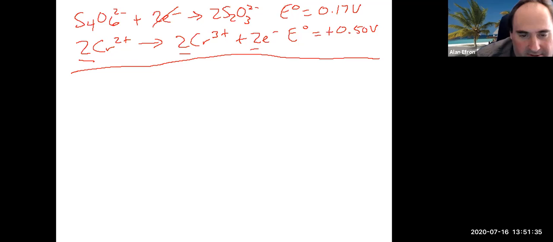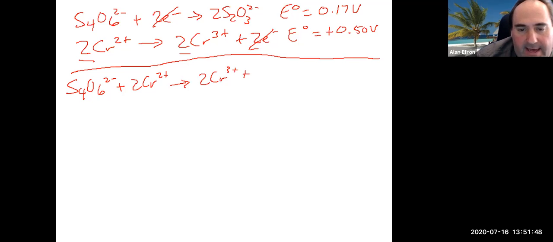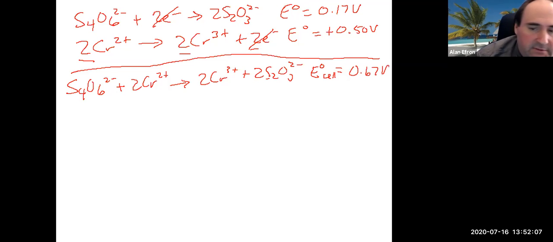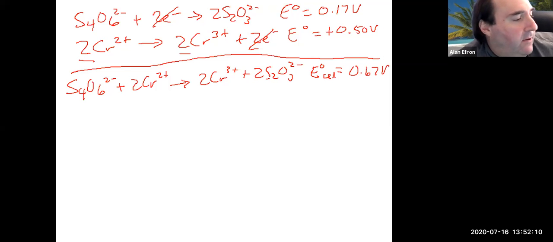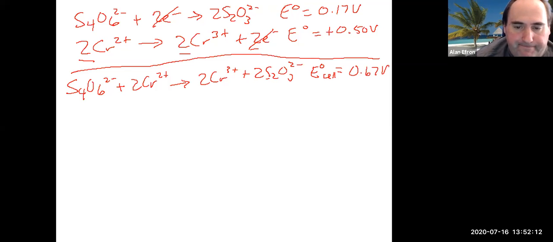And now our electrons will cancel, giving us our balanced equation of this plus this going to this plus that. Now, in terms of E of the cell, since I actually changed the signs here, I could just add those numbers together. And again, here I changed the signs. So when I add those together, looks like 0.67 volts would be our E of the cell. Any questions on that move right there?